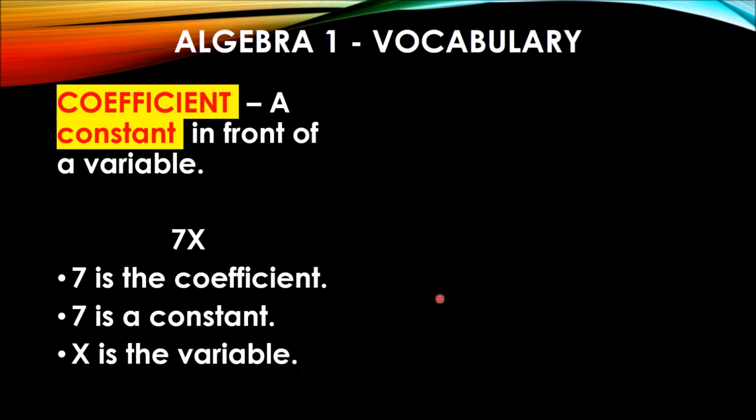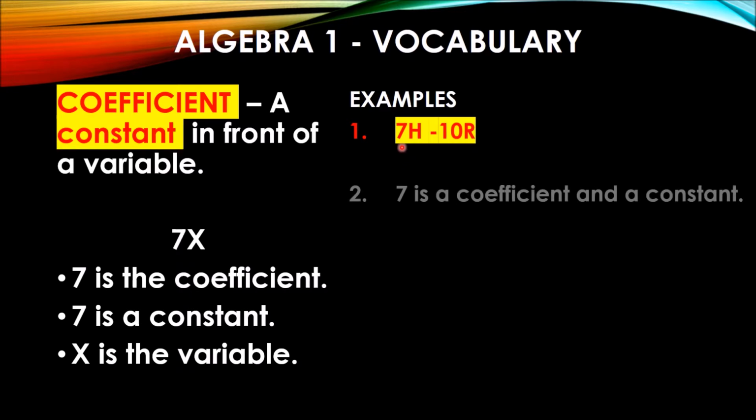Let's look at another example. Here I've got the short expression 7h minus 10r. And so when I look at 7h, what do you think the coefficient is? Well, it's a number in front. So 7 is my coefficient. It's also a constant because 7 never changes. H is a letter that represents maybe the hours. And so H is our variable in that first term.